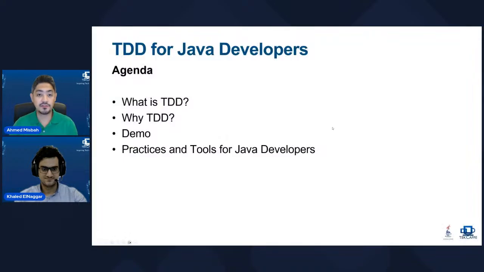So, what do we have prepared for you today? We're going to first introduce what test-driven development is. Then, we're going to talk about why TDD matters, why it is important, and what the expected benefits and return on investment are from practicing test-driven development. Then, we have prepared a demo for you, applying the full TDD cycle using Java and JUnit. And after that, we're going to talk about some TDD practices and their corresponding tools in Java.